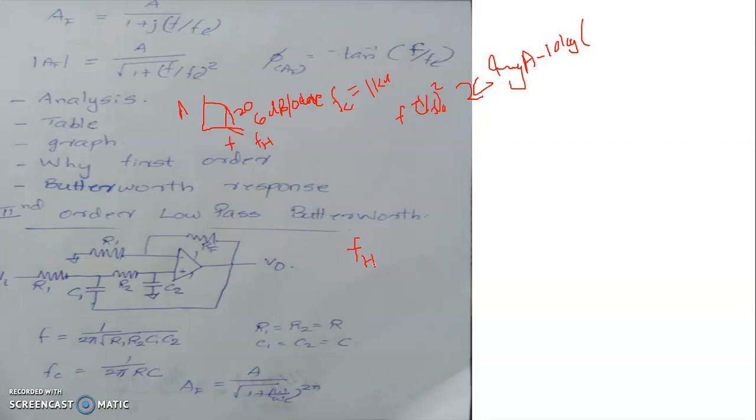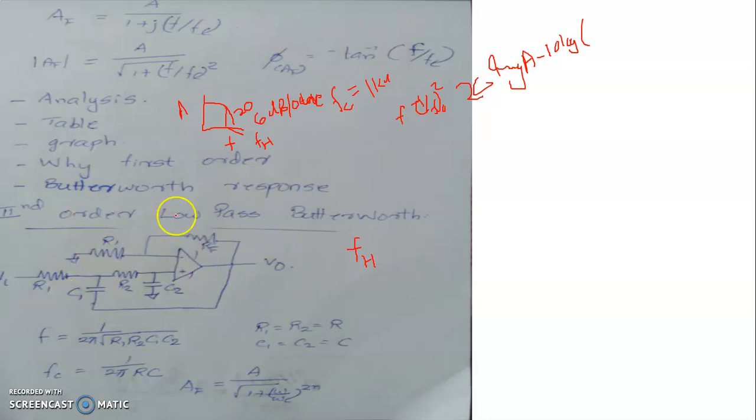In the stop band, it will offer a gain roll-off of 40 dB per decade due to the presence of two filtering units present in the circuit. Such a filter is referred to as a second order filter.